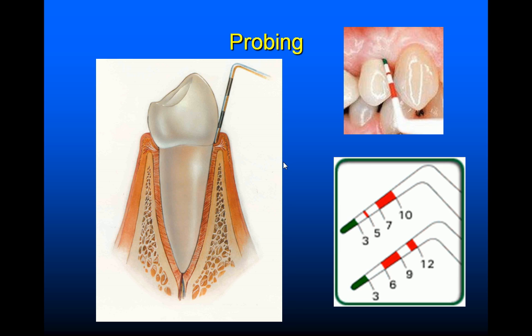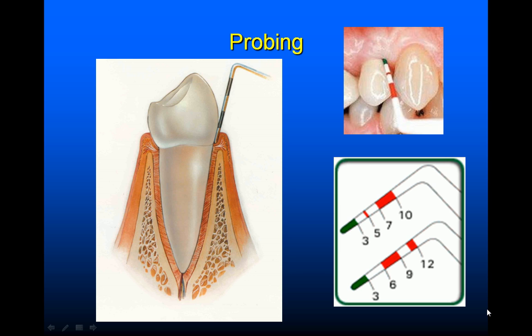So the 6 recorded depths on the teeth, there's 3 measurements on the buccal side and 3 measurements on the lingual side. The measurements that are on the buccal side are mesial buccal, buccal, and distal buccal. And on the lingual side, we have mesial lingual, lingual, and distal lingual. So those are the 6 depths that are recorded when probing.